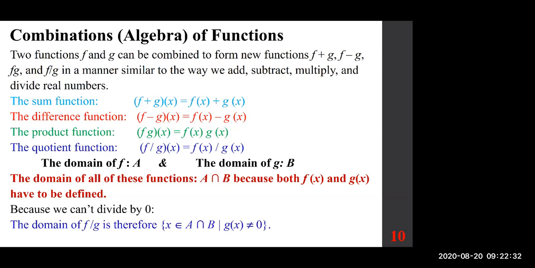The only one that you want to be more careful is the last one called the quotient function. In the case of the quotient function, obviously you can't divide by 0. So not only is it the intersection of the two, g can't be 0.